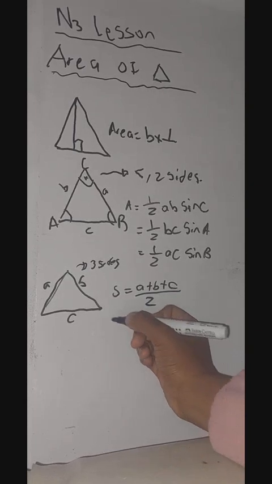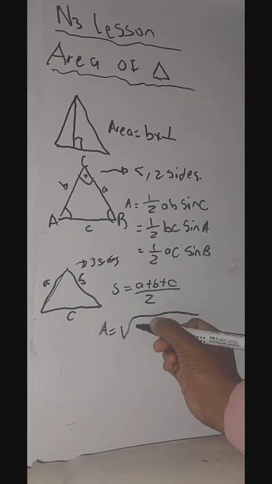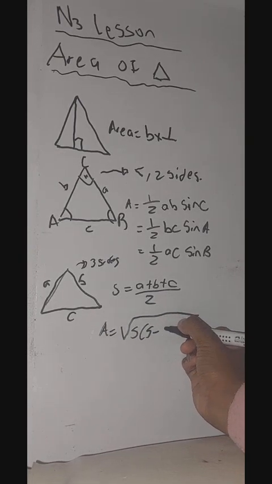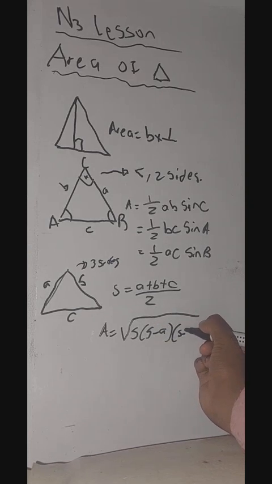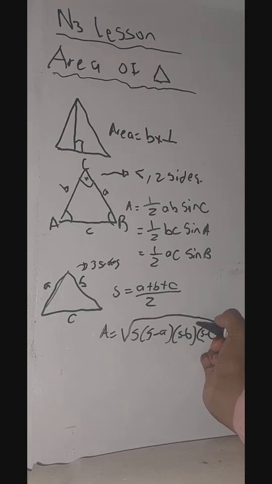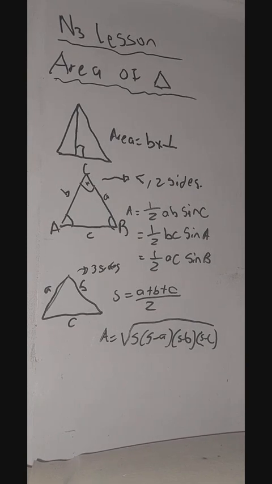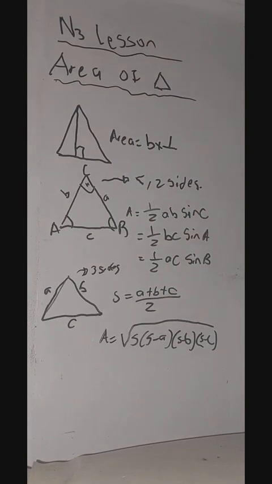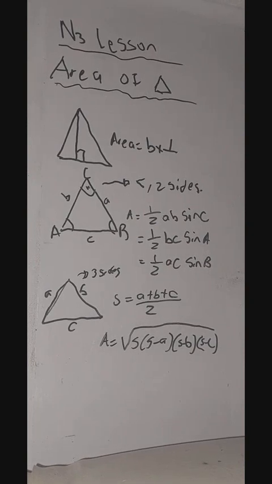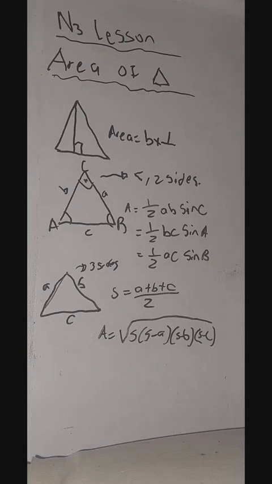And after we find S, the area is equal to the square root of S times S minus A, S minus B, and S minus C. And these are all the formulas, or all the conditions, in which we will solve the area of a triangle. Okay, this is how easy it is. So let's tap in the questions.